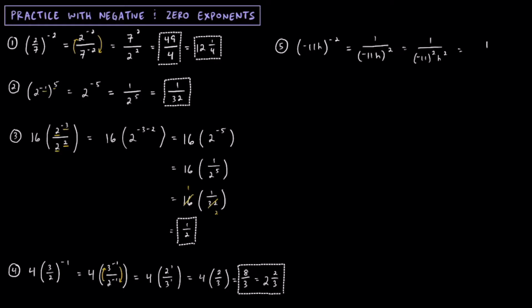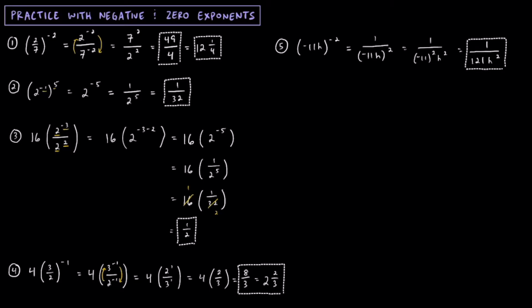So what's negative 11 times negative 11? That's positive 121. And h squared is just h squared. So like I said earlier, it's actually kind of easier because you don't have to actually solve that because we don't know what h is. But we do know if we knew what it was, then we would just square it. Okay? So there's the 5th example.